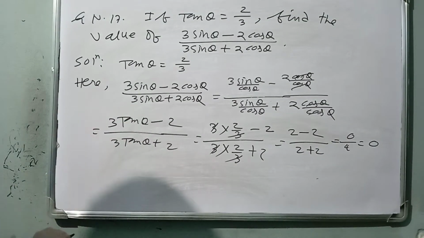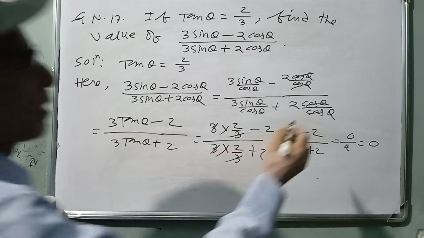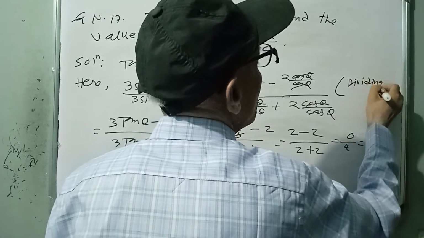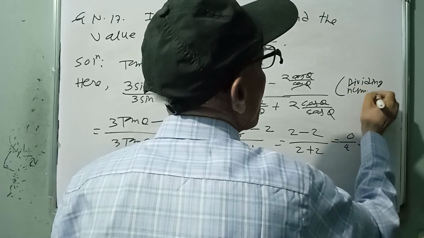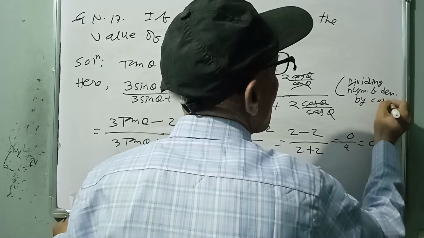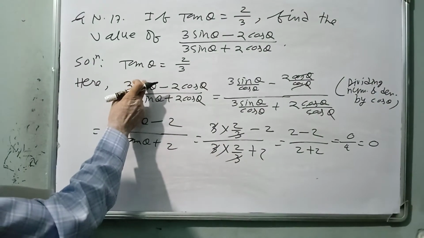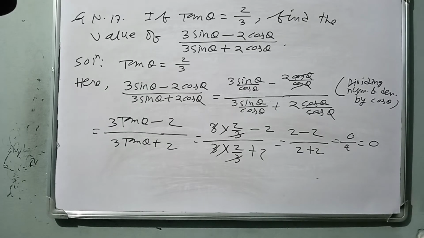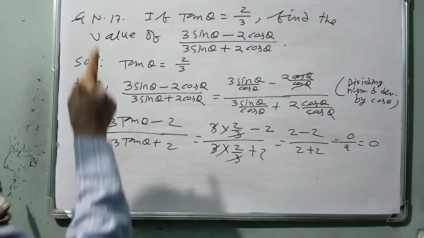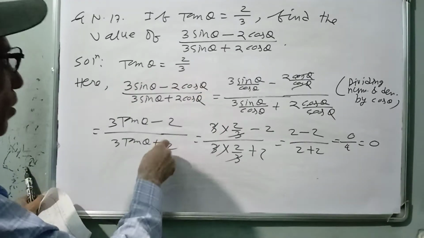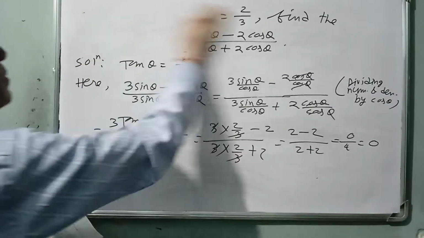Dividing the numerator and denominator by cos theta. Here you have to write down dividing numerator and denominator by cos theta. Divide by cos. Don't divide the numerator only. Divide both numerator and denominator. माथि र तल दुवैलाई डिभाइड गर्नुपर्छ.